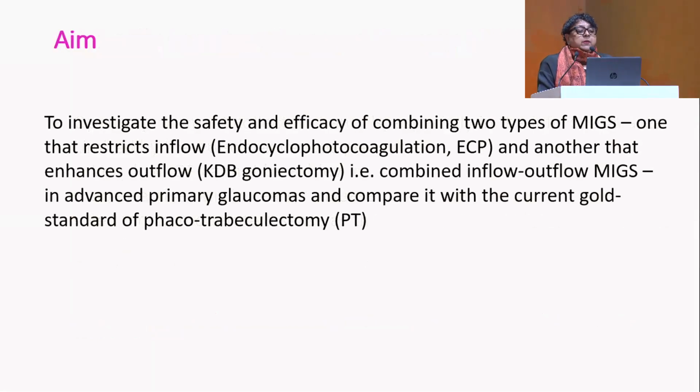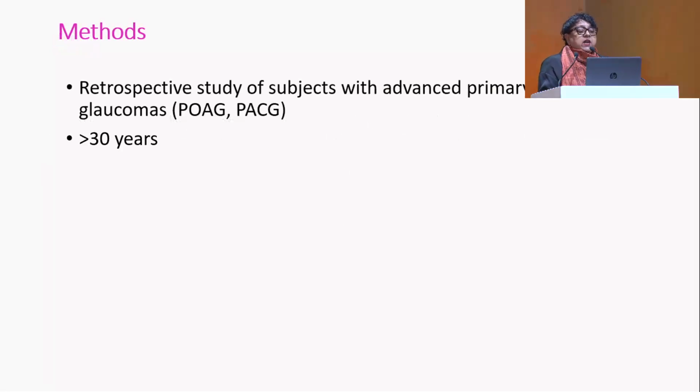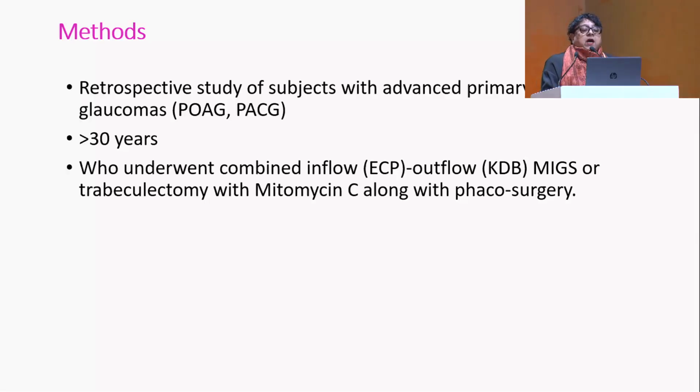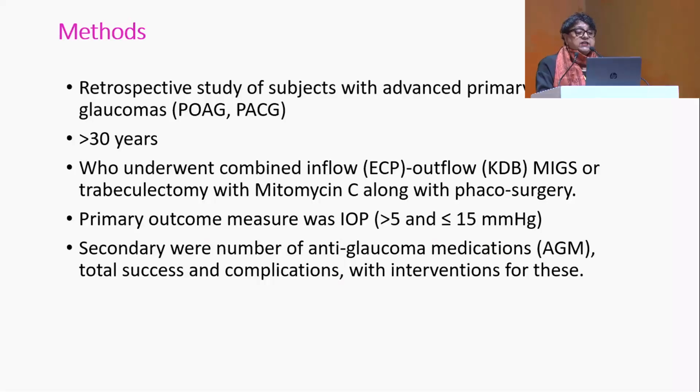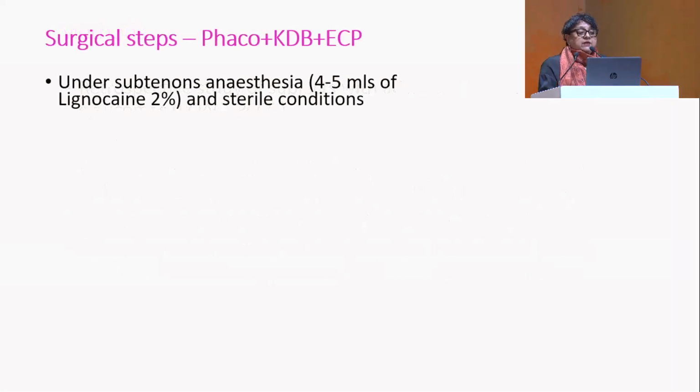So I set about to investigate the safety and efficacy of combining two types of MIGS, inflow as well as outflow, in advanced primary glaucomas, and compare it with the current gold standard of phacotrabeculectomy. Of course, phaco surgery was performed with it. This was a retrospective study of advanced primary glaucomas who underwent combined MIGS procedure or trabeculectomy with mitomycin C along with phaco. The primary outcome measure was IOP greater than 5 and less than or equal to 15. Secondary outcomes were anti-glaucoma medication, total success, complications, and interventions for these.